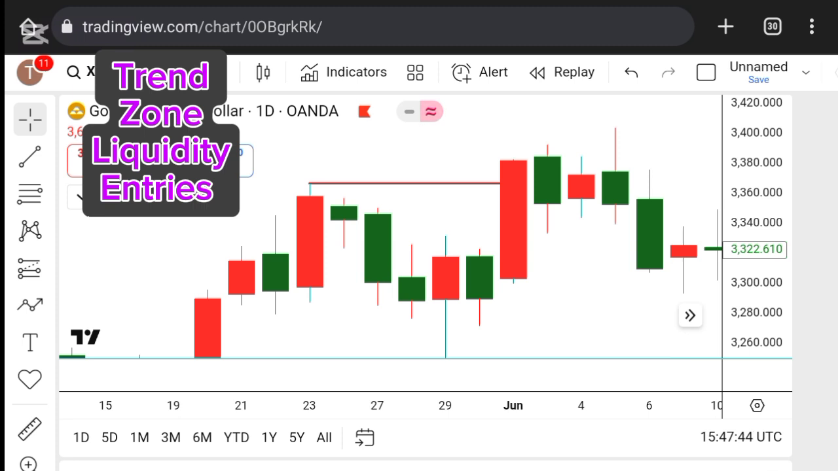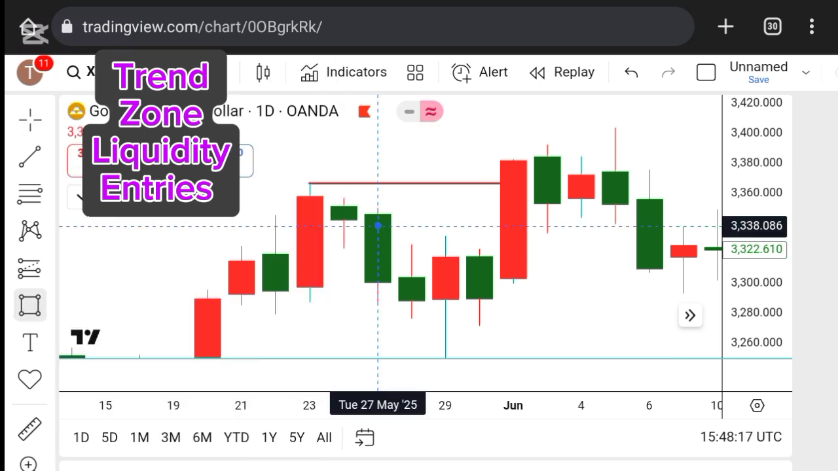So the trend first. Once you know the trend, then you map out your zone. Once you map out your zone, then you go lower, search for your liquidity. You go lower again, search for your liquidity. If you want to use 3 time frames based on your entry criteria, you can do that. So now I've known my trend.